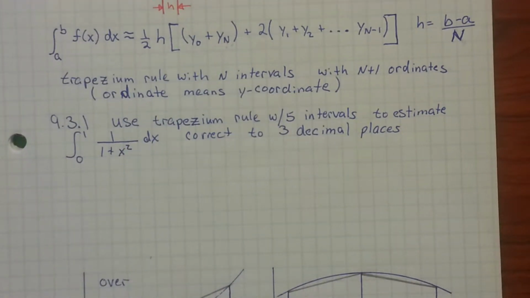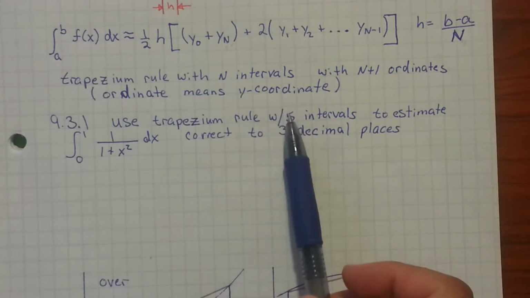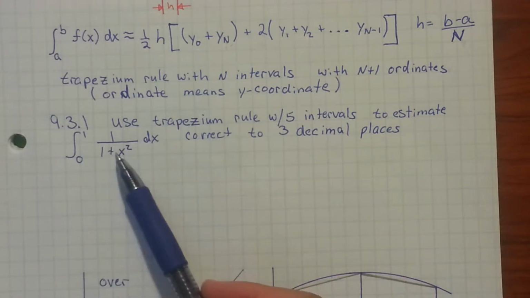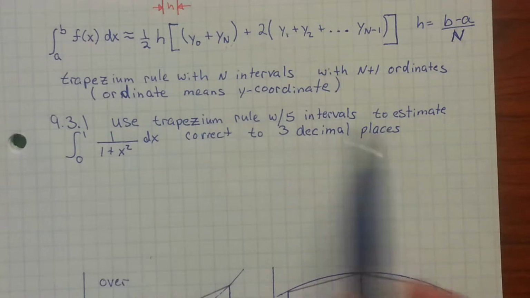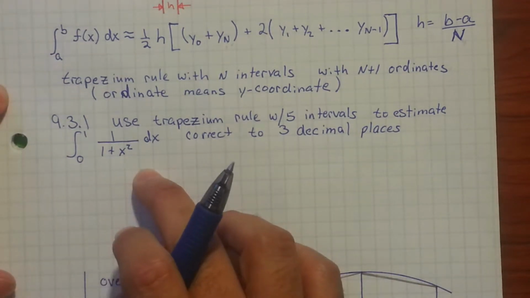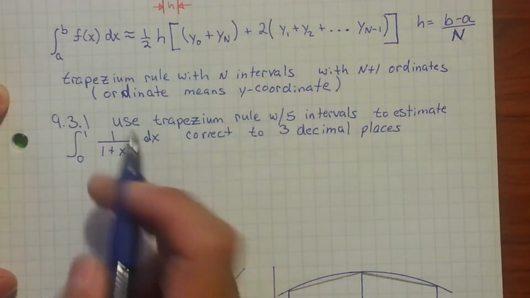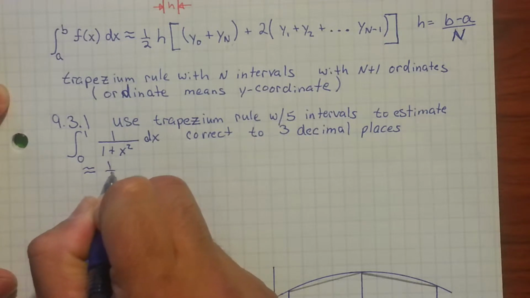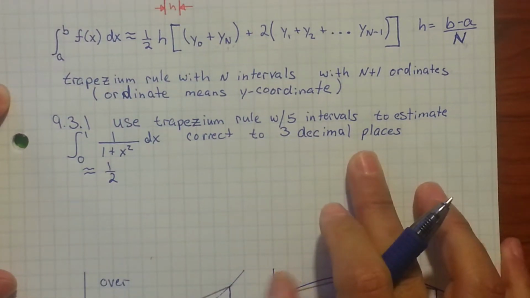Now, let's take a look at what we have here. Chapter 9.3.1: use trapezium rule with 5 intervals. So if it's 5 intervals, it's going to be 6 ordinates to estimate the integral from 0 to 1 of 1 over 1 plus x squared dx, correct to 3 decimal places. So I need to find out a couple things. So first, it's going to be about 1/2. So I'm using my formula.